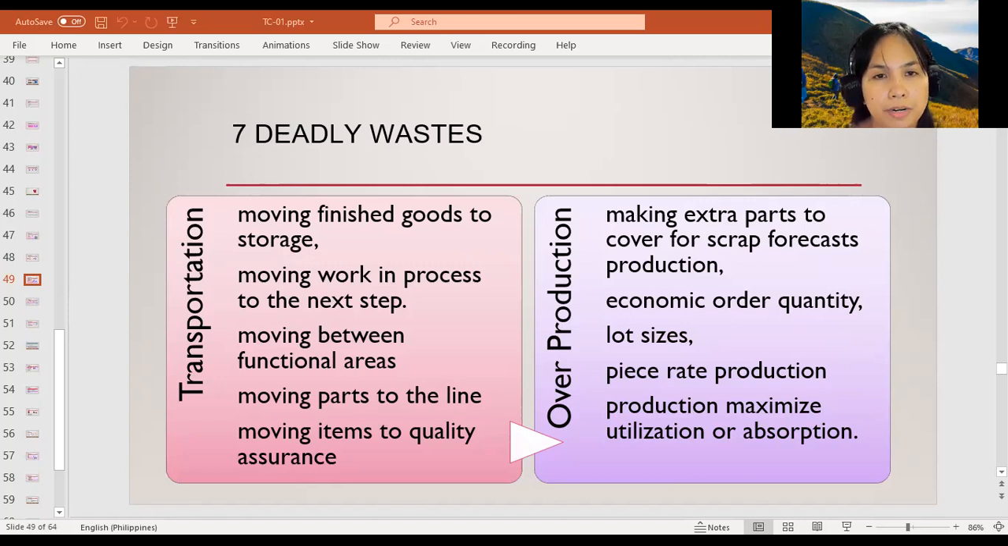For example, overproduction multiplies other wastes such as inventory, and it covers up problems such as waiting or variability in demand, and makes it harder to understand our true capacity. Some examples of overproduction are making extra parts to cover for scrap, forecast production, economic order quantity, lot sizes, piece rate production. What else? We have production done simply to maximize utilization or absorption.